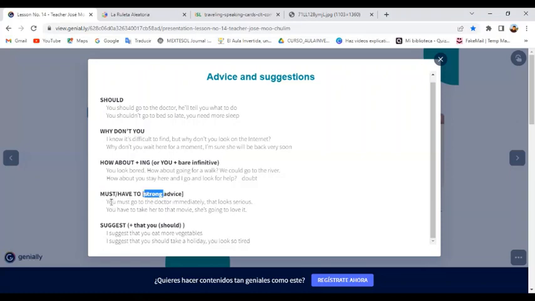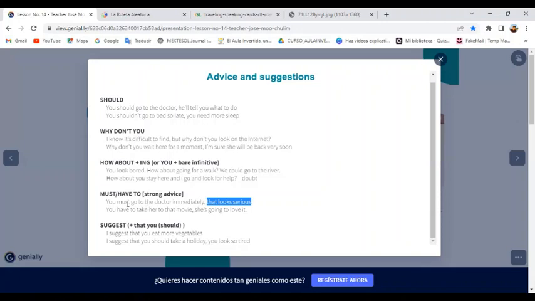For example, Edgar, can you help me reading this one, please? Sure. You must go to the doctor immediately. That looks serious. Okay, you must go to the doctor immediately. That looks serious. Okay, y como pueden ver, es una recomendación fuerte que si no la haces puede pasar algo. Por ejemplo, en este ejemplo nos dice, deberías ir al doctor inmediatamente. Eso parece muy serio. Okay, y aquí, that looks serious. Eso significa que esa persona puede que esté muy enferma y si no va al doctor le podría pasar algo más grave.